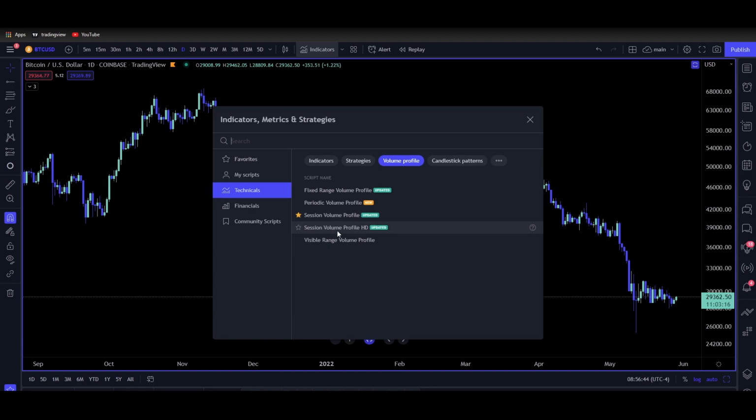Now there's this one here, the session volume profile HD, which is different. The difference is that it shows smaller volume nodes, so you have more volume nodes inside of the daily range. But something to take note of is occasionally your point of control will differ on these two indicators. So I just use this one. It's simpler. It's just the one that I like.